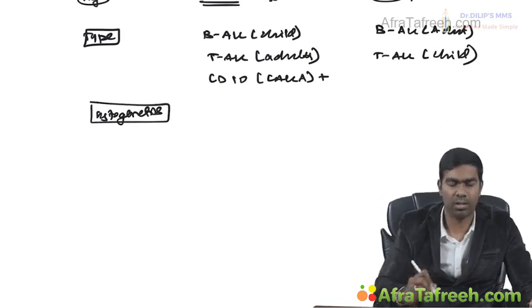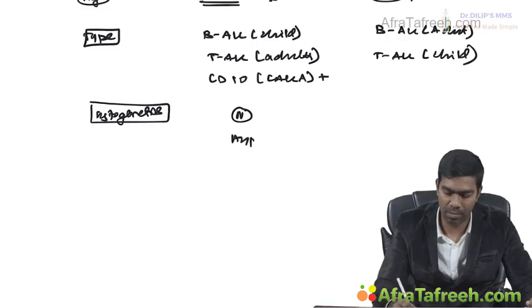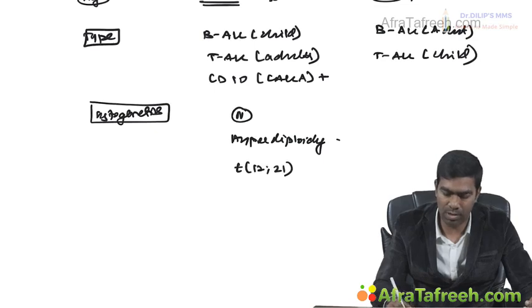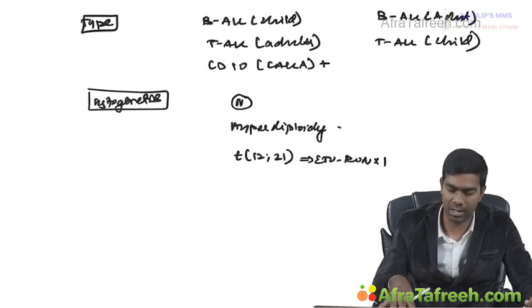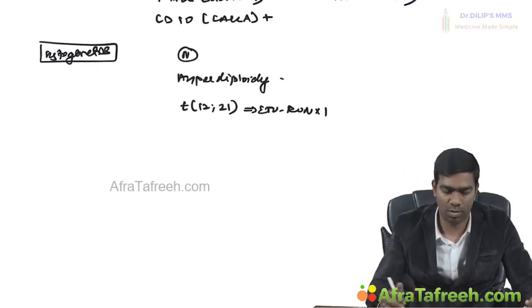Very important here again, what is a good risk and what is a poor risk? A normal cytogenetic will come under a standard risk, and a hyperdiploidy also comes under a standard risk. Clear? Then your translocations like t(12;21) translocation, that is nothing but ETV6-RUNX1 translocation, generally a decent prognosis. Any abnormal karyotype is not good, to be honest, but normal is always better than abnormal.